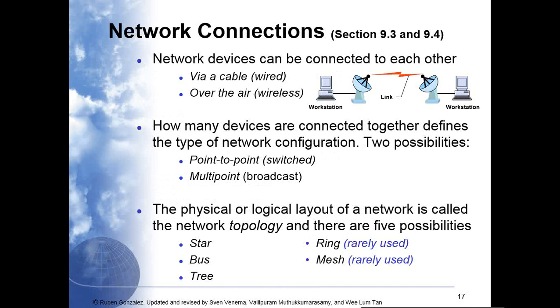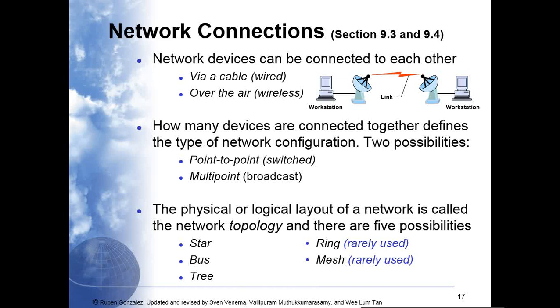Different network connections. Network devices can be connected to each other via cable, a wired sense, or over the air, a wireless sense. How many devices are connected together defines the type of network configuration. There are 2 possibilities, point-to-point and multi-point. So we've got switched and broadcast there. We'll talk about that in more detail. But basically point-to-point is me to you, one-to-one, and multi-point is there are multiple places that I'm going to.